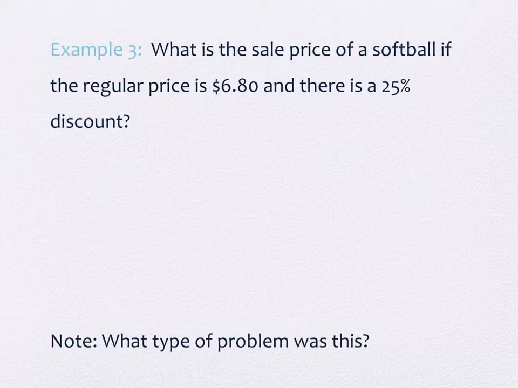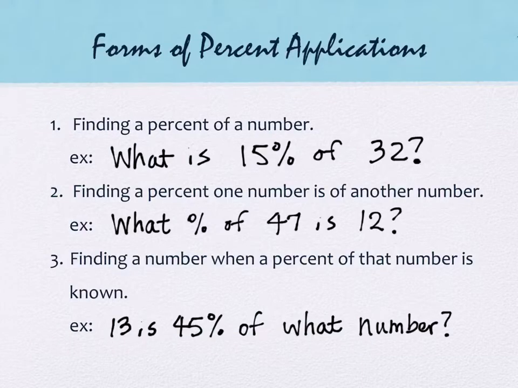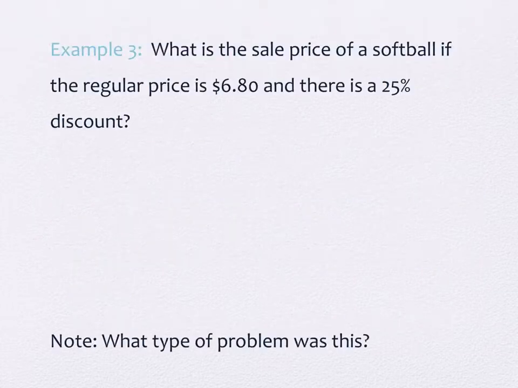You have a 33 1/3 chance of getting it right just by guessing. Which one is that one? 1? Ding, ding, ding. Good job, Kimberlyn. Yes, it is. It's number 1. We're finding a percent of a number. So this is a problem number 1 type.